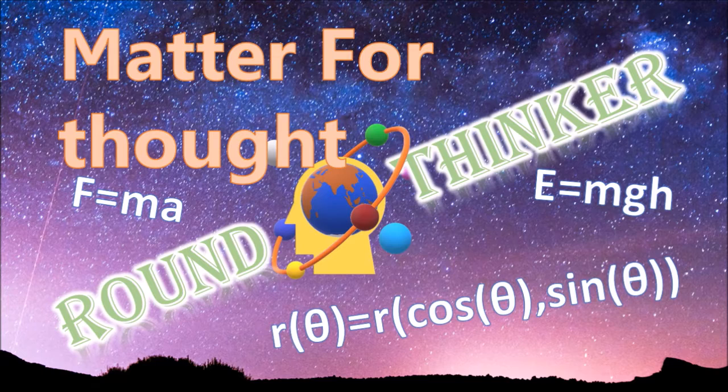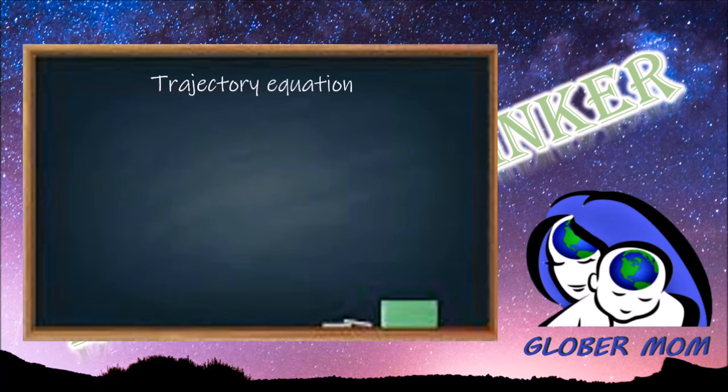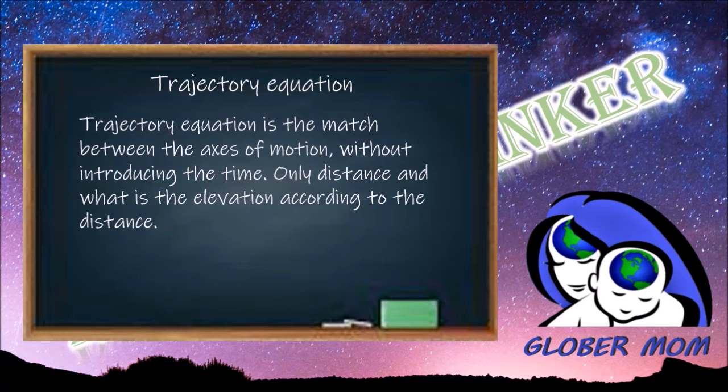In the previous episode, we covered the fine details of the quadratic equation. This episode will deal with the last part of the motion equations, the trajectory equation. If until now the position on the axes was a function of time, that is, we always matched the position on the axes according to the elapsed time from a certain arbitrary moment, the trajectory equation skips the time element and gives us directly the match between the axes of motion.